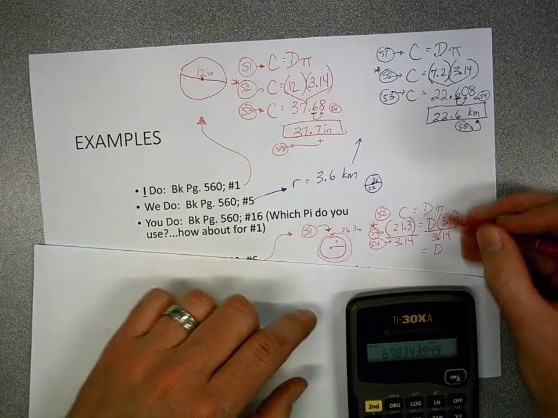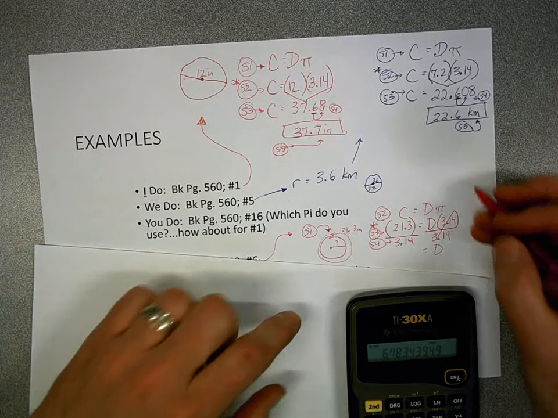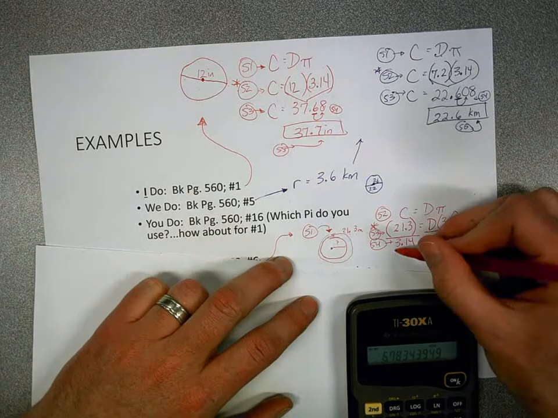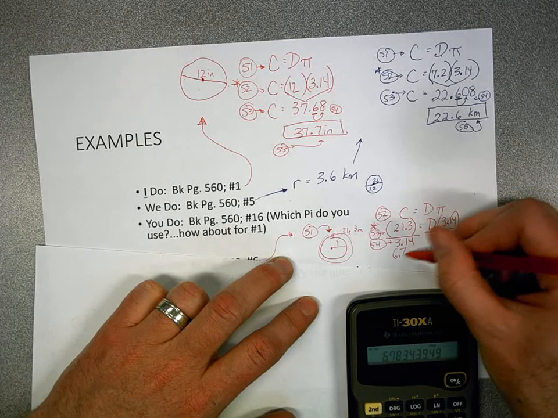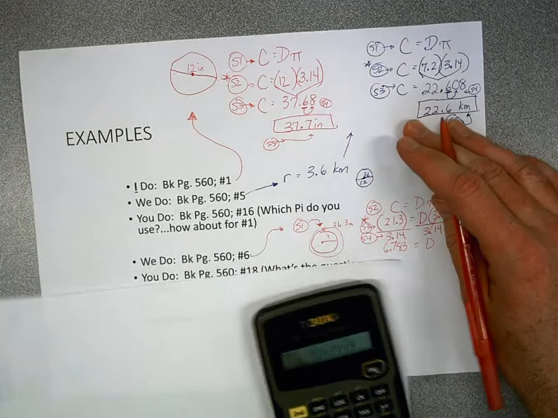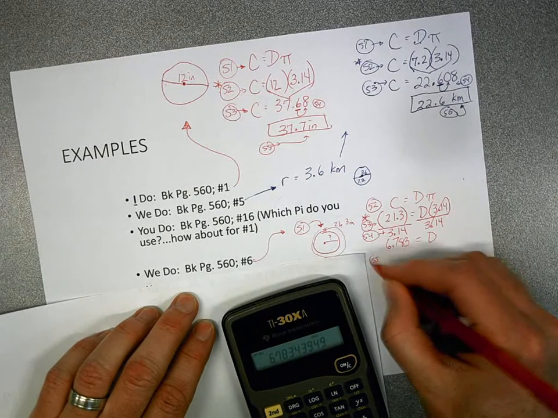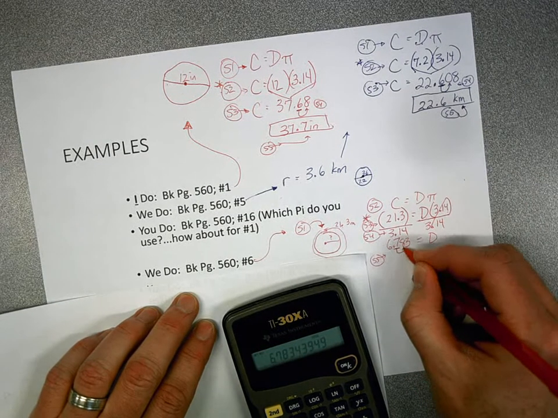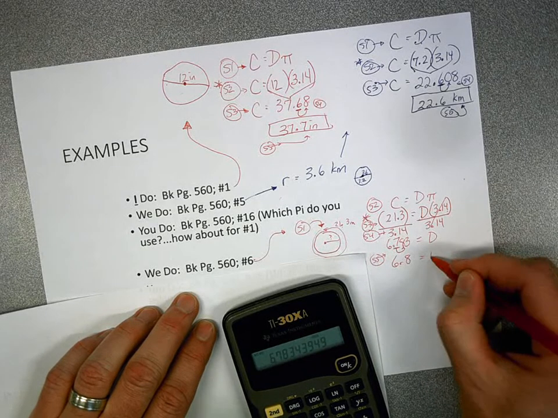So here's what I'm going to do. I'm going to take this and round to the nearest tenth, just like it told us. I'll write some of this down here. Step 5, I'm going to round to the nearest tenth. The 8 makes the 7 go up, so we end up with 6 8/10 in diameter.